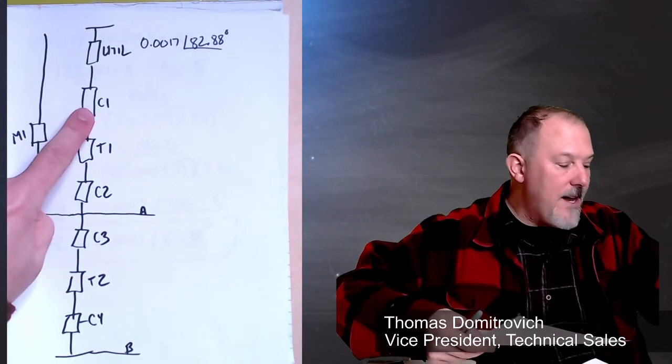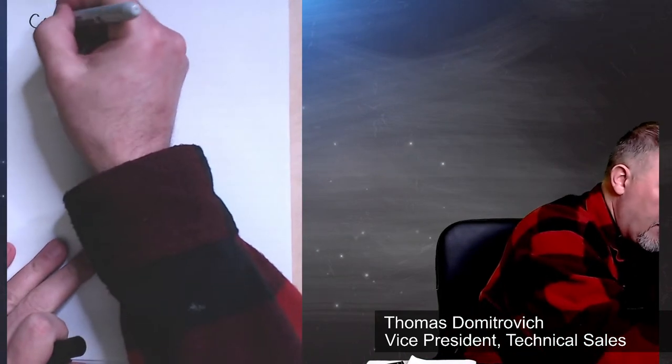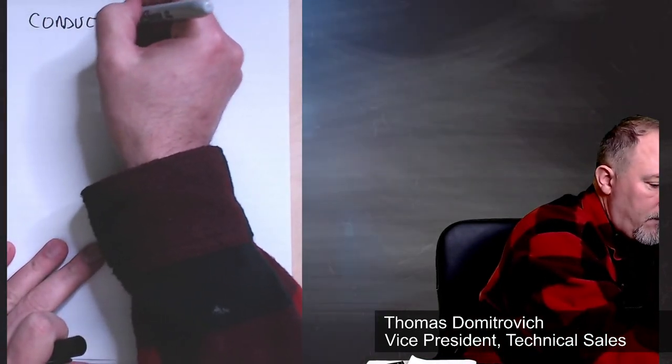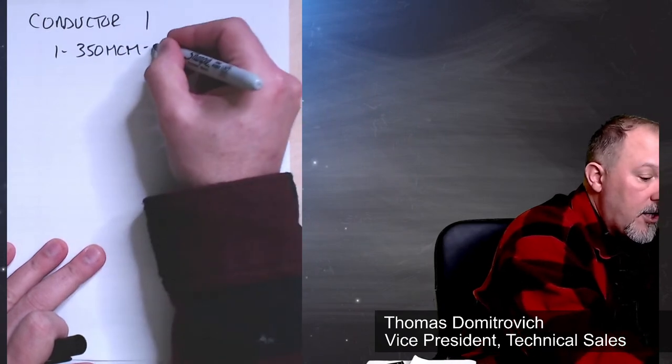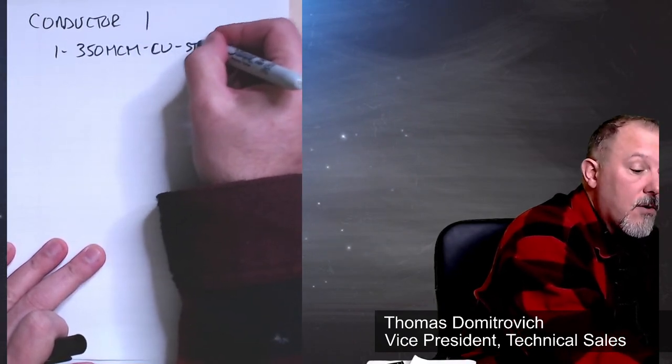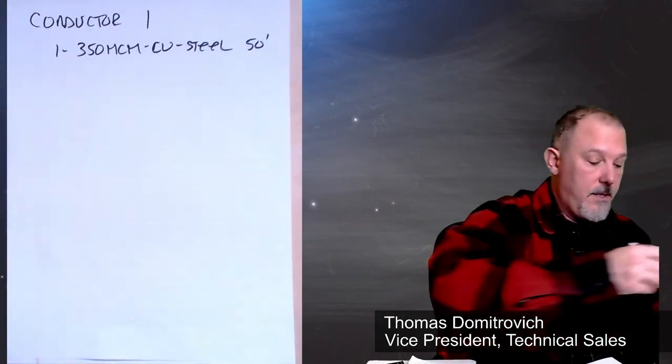Okay, so where were we? Conductors. We've done this so far. Now we're going to go into conductor one. What is conductor one? Conductor one is 350 MCM copper in steel conduit, and the length of that puppy is 50 foot.